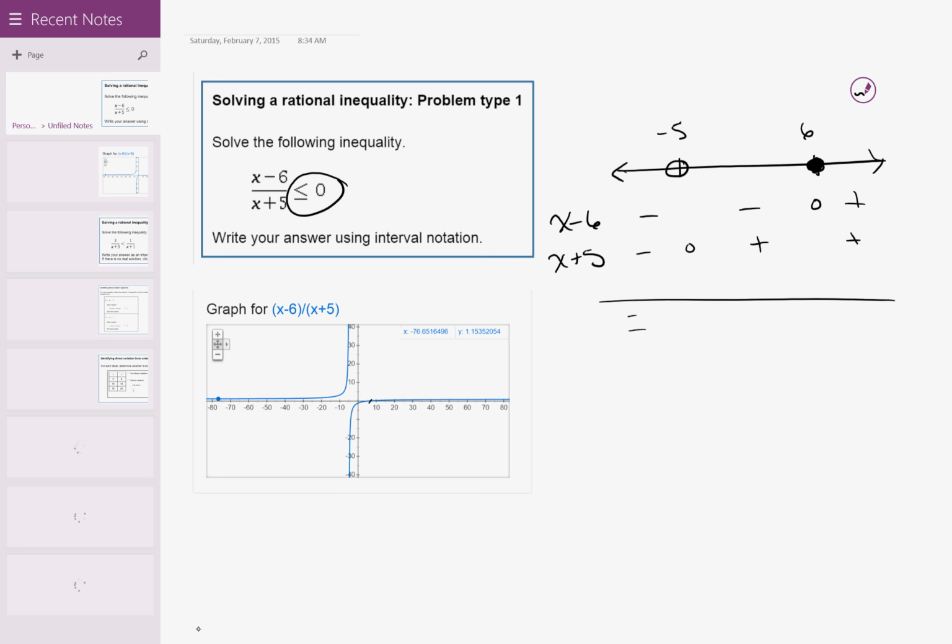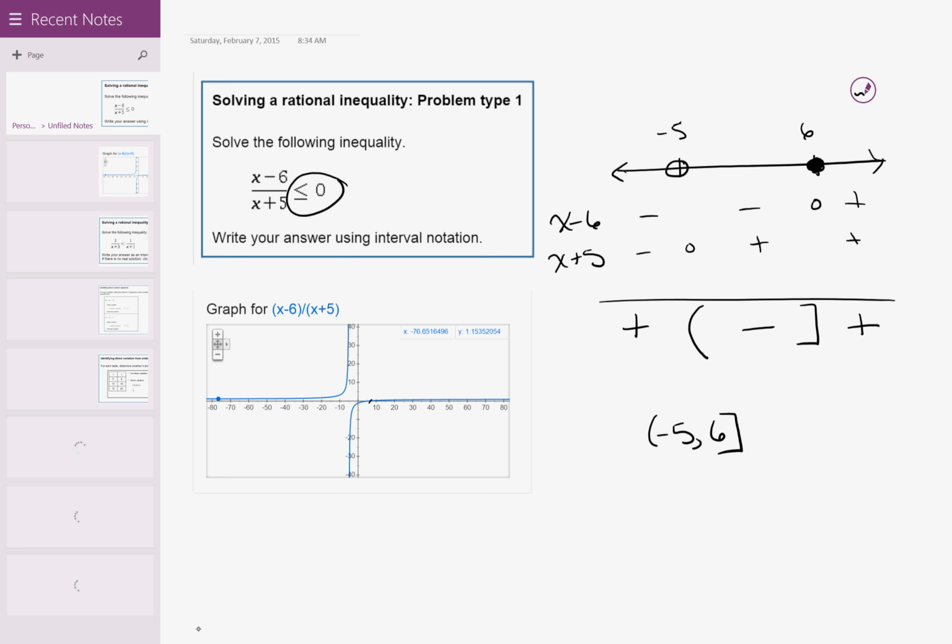Negative over negative is positive, right? -1 over -2 is positive 1/2. Negative over positive is negative, right? -1 over 2 is negative. And positive over positive is positive. I want less than or equal to. So I will include this value, but I can't have -5. And the solution set here is -5 to 6 inclusive.